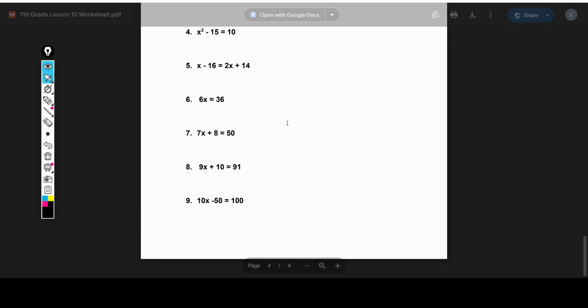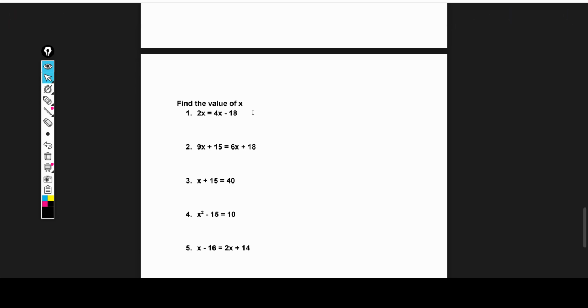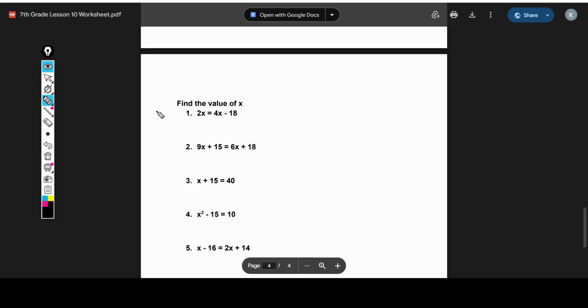And now we're going to be doing these equations. We're solving them for x, so we're going to find the value of x. These are all relatively simple equations, so the steps to solve them will always be pretty similar. We're always going to try to isolate the variable, moving it to one side, and that way we can find the value of the variable.